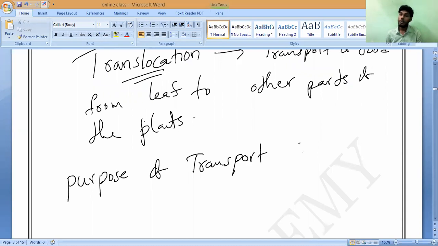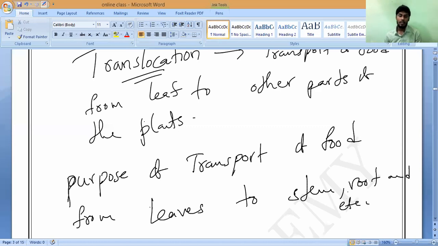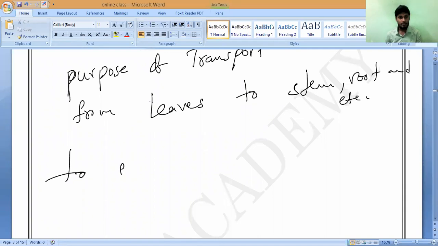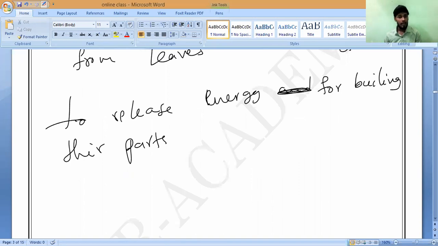So to get energy. Transporting food from leaves to stem, roots, and other parts of the plants is to release energy. For what purpose? To release energy for building the cells and sustaining their life. Their parts. All of you note it down. Building their parts, and as well as what? It is maintaining its life. Building its parts and maintaining its life.